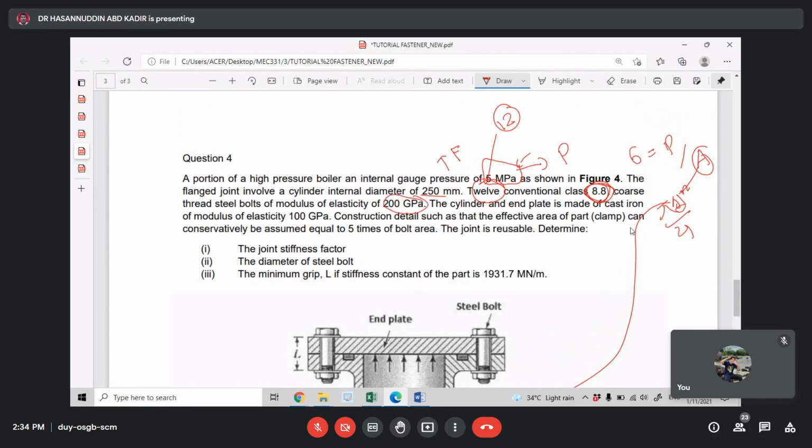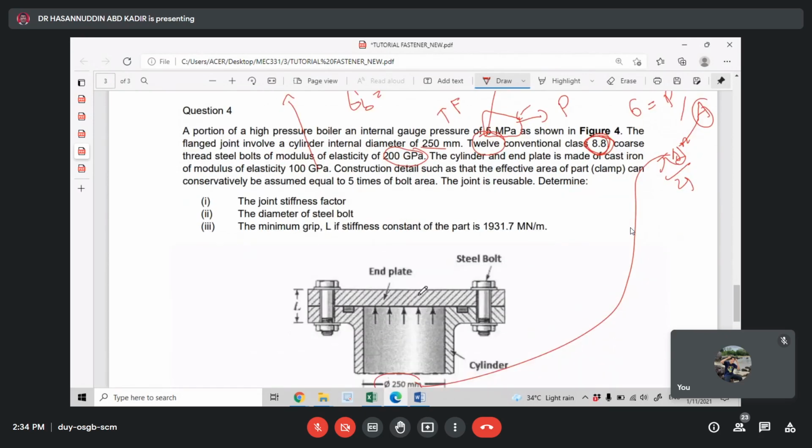So you know that kalau dia bagi EB ni must be related to C lah, C2 untuk KB lah macam tu. Then the cylinder and the end plate made as a cast iron of modulus of elasticity. So this is your part, okay, EP. So this is your part. Macam selalunya kita buat pakai kayu, ada steel kan, this one pakai plate, this one.